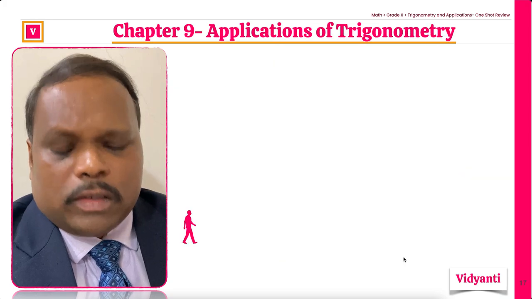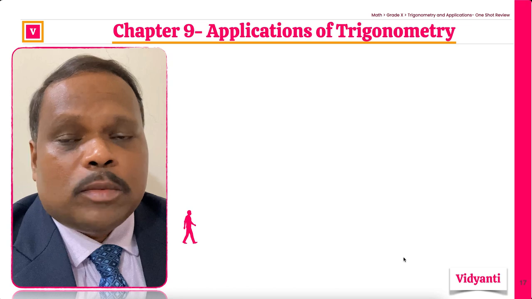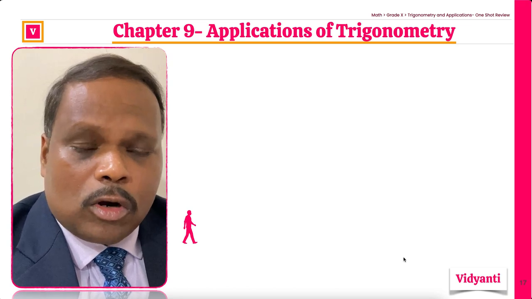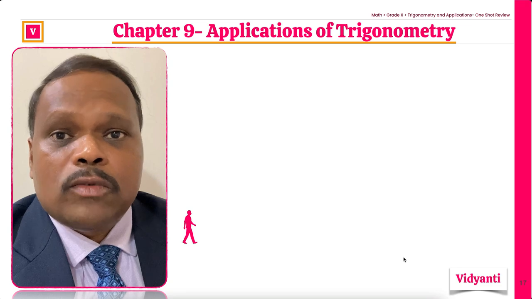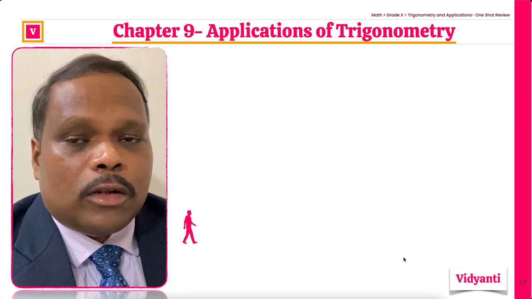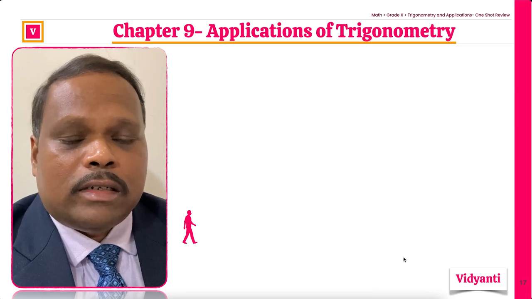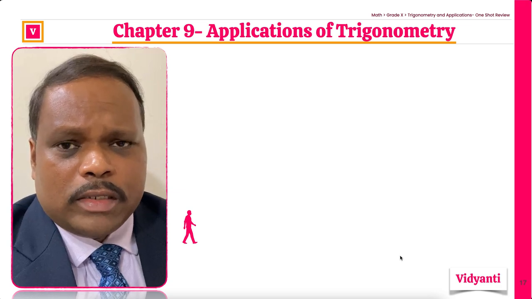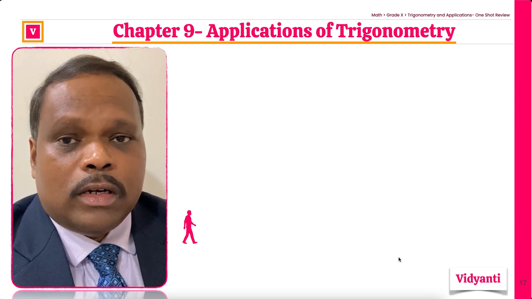Now, this concludes our chapter 8. Let's proceed with chapter 9, which is application of trigonometry. This is also called heights and distances. Trigonometry is widely used for measurement of distances and angles and heights. The basic thing which you have to remember is angle of elevation and angle of depression.